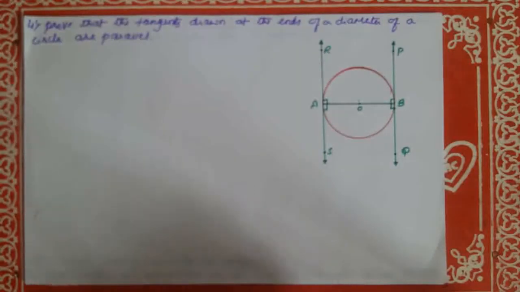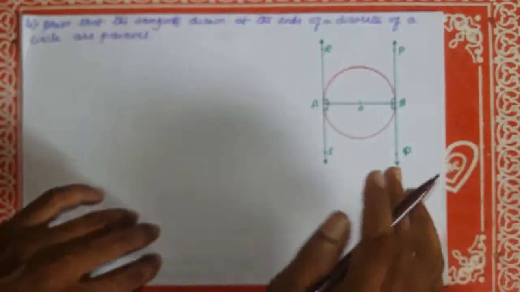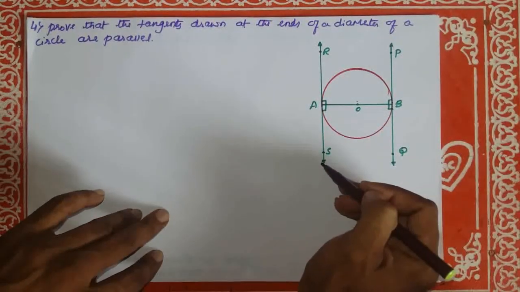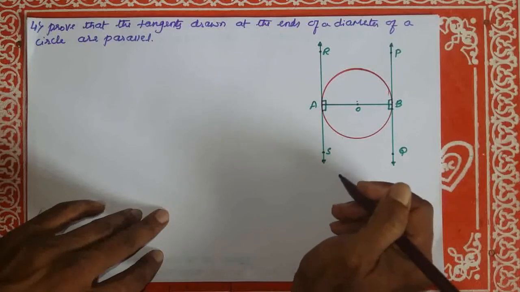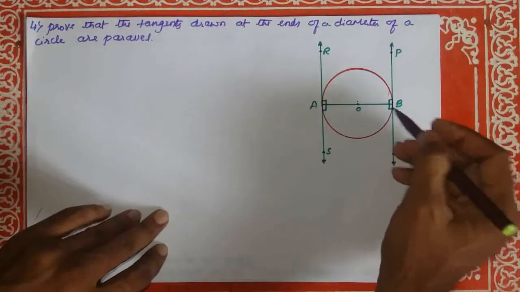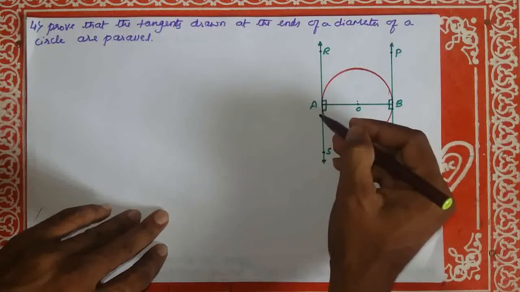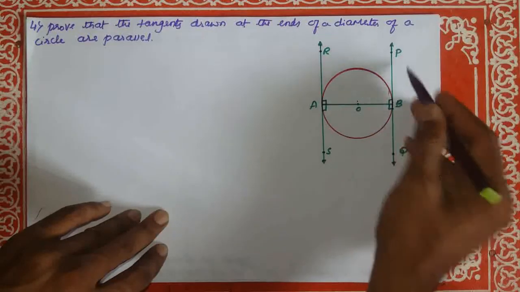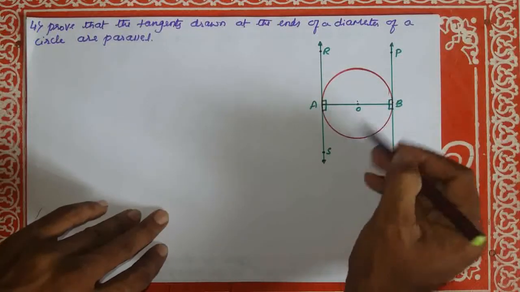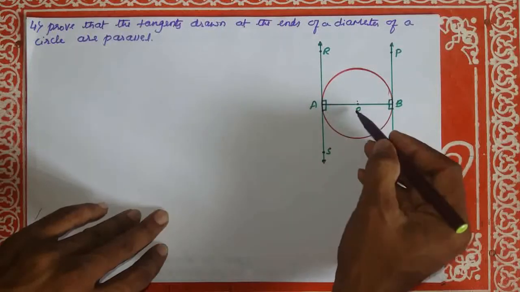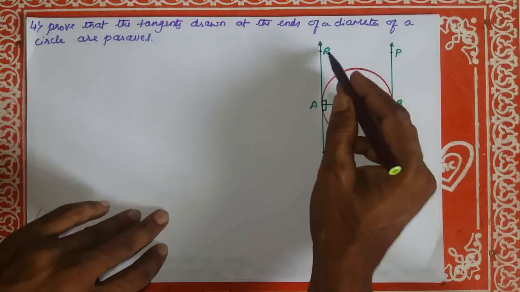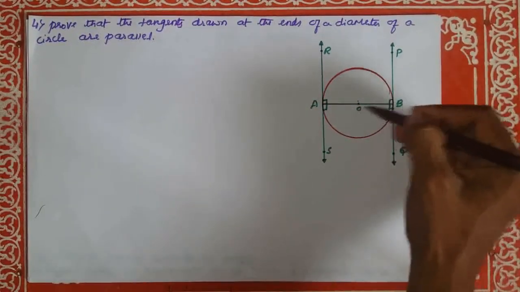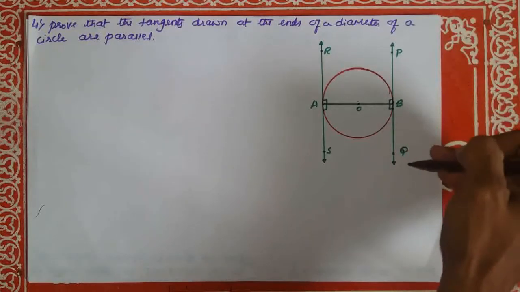See, given: O is the center of the circle, AB is a diameter of the circle, and PQ and RS are the tangents of the circle respectively. Radii are drawn, OB and OA, to the tangents, and will be perpendicular to the tangents. That is, OB is perpendicular to PQ and OA is perpendicular to RS. So angle OAR is 90 degrees, OAS is also 90 degrees, OBP is 90 degrees, and OBQ is 90 degrees.